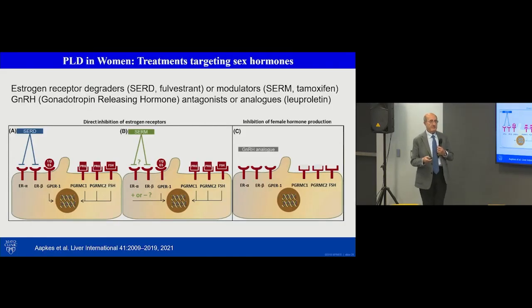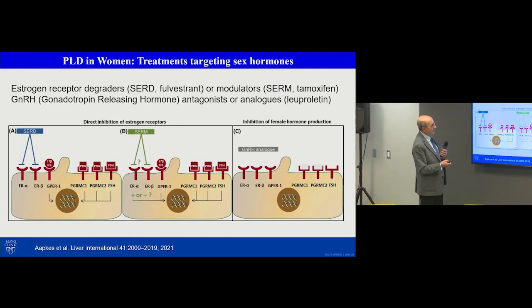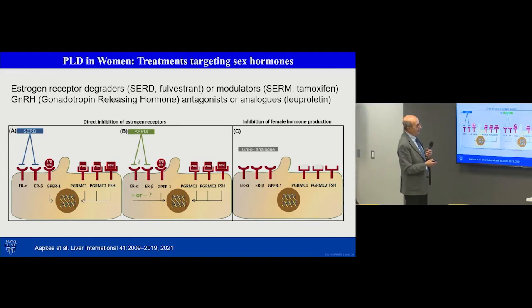So the question is, if estrogens are that bad for polycystic liver disease, should patients with severe disease try to get a therapy that suppresses the estrogen effect? In terms of directly suppressing estrogen effect, you could use an estrogen receptor degrader or an estrogen receptor modulator, or you could use an activator of the gonadotropin releasing hormone or an antagonist of the gonadotropin releasing hormone.